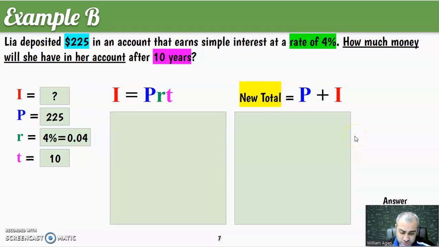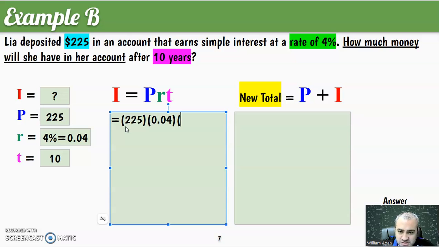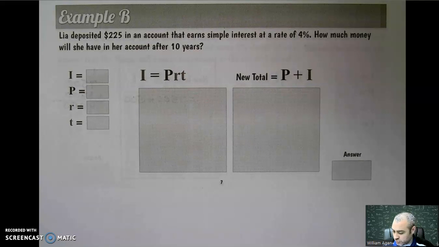Now, on the next few turns, I leave both of these in. That doesn't mean that they are all like this. I put it in there so that you can decide whether you need to use it or not. Okay, so let's look at this. The interest is the principal, which is 225, times the rate, which is 0.04, times the amount of time, which is 10. Okay, so we need to go and multiply that. I'm going to pull up actual paper.